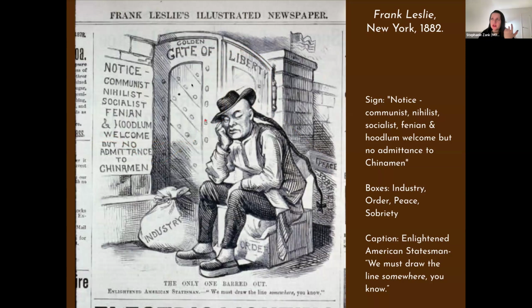So this is part of Frank Leslie's Illustrated Newspaper, which had a huge circulation at the time that this was published in 1882. So this is a very mainstream publication saying, hey, hang on a second, why are these people coming in and this guy who just wants to have a job is shut out? What's going on here? So that's one voice that's pointing this out. We have other examples of similar things.